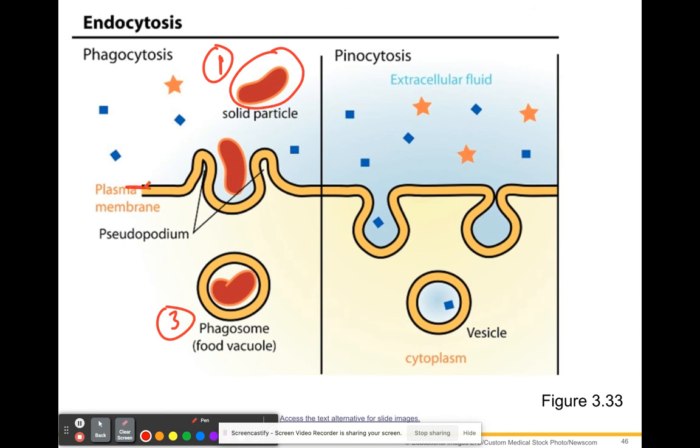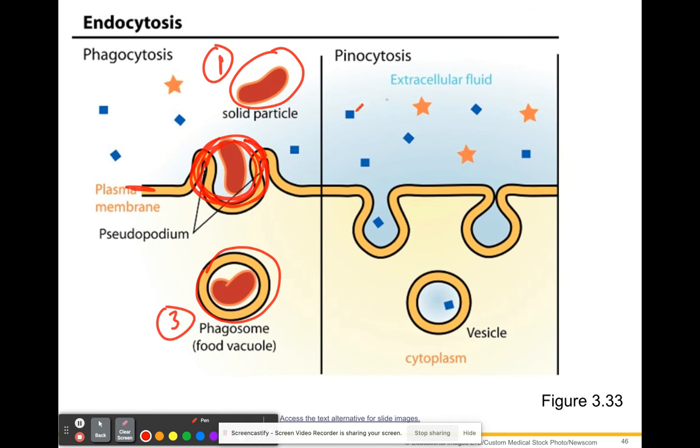In between it being outside and inside, what's going to happen is the cell itself, here's the cell membrane, is actually going to wrap itself around the particle. And eventually it's going to keep wrapping until it gets all the way around it and then pinches off. And then this part of the cell's plasma membrane is now a vesicle or a vacuole that is surrounding the solid particle that we wanted in.